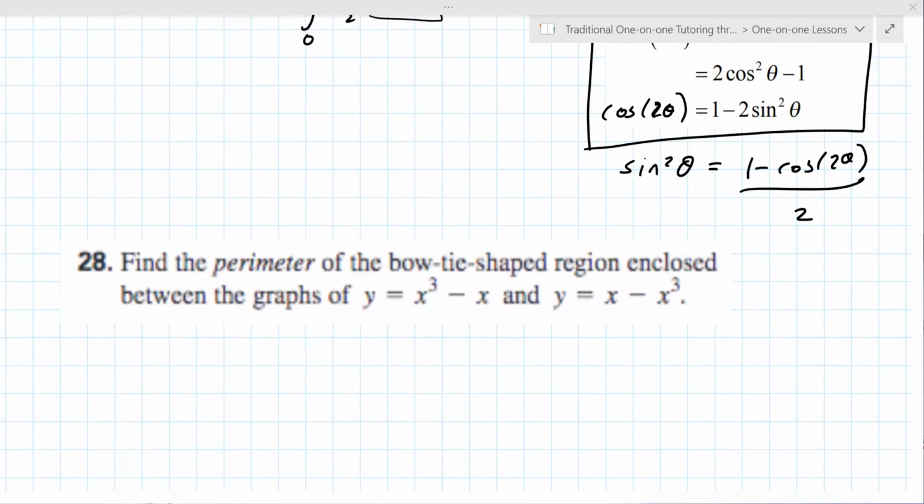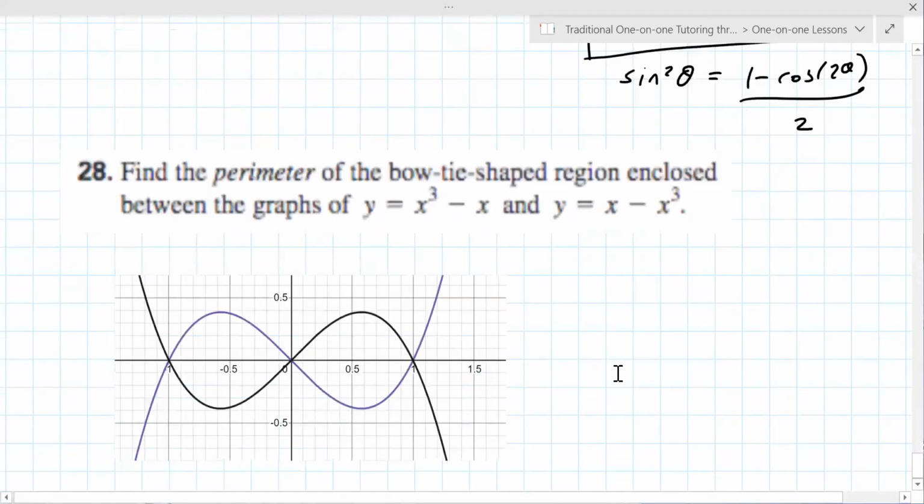I don't know how they differentiate between this and the kissing fish. Let me snip in a graph here so you can see it. All right, so the perimeter obviously is all the way around this thing: figure 8, infinity symbol, bow tie. They're really saying find the length of the curve of one of them and then double it.